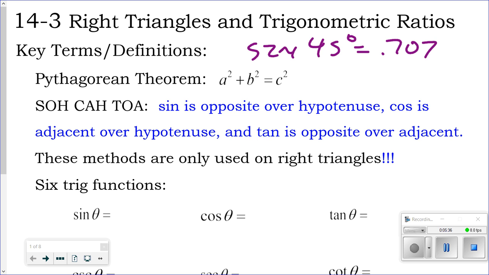Now these trig functions, notice down here it says only used on right triangles. SOHCAHTOA. How many of you have heard of SOHCAHTOA before? Okay, I don't like SOHCAHTOA. Well, I kind of like it written out like that, but I don't like SOHCAHTOA. Here's how I remember which one it is. You have sine is the opposite over the hypotenuse, cosine adjacent over hypotenuse, tangent opposite over adjacent.